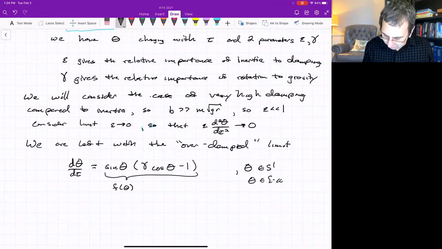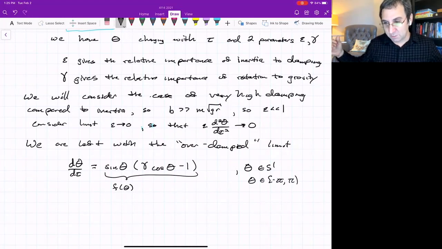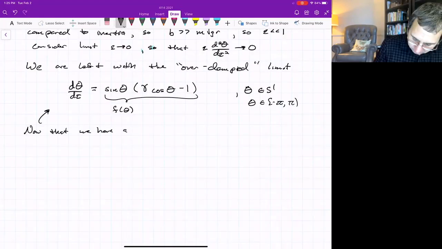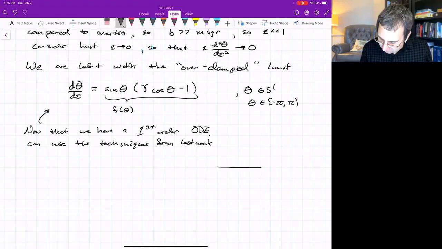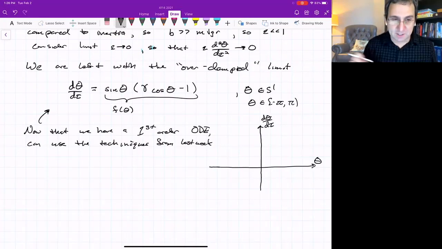Theta goes from negative pi to pi. I can plot what d theta d tau is as a function of theta. The only types of behavior are there are fixed points and their trajectories monotonically heading towards or away from fixed points. That's it. So now that we have a first order ODE, we can use the techniques. Let's just plot on this axis theta, on this other axis d theta d tau. That's the non-dimensionalized velocity. Gamma is the main parameter.